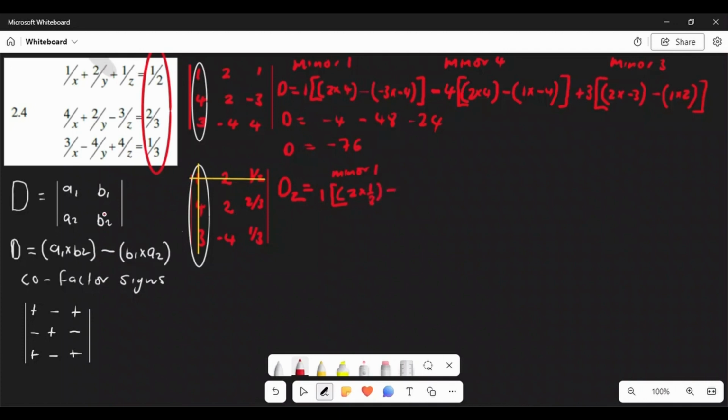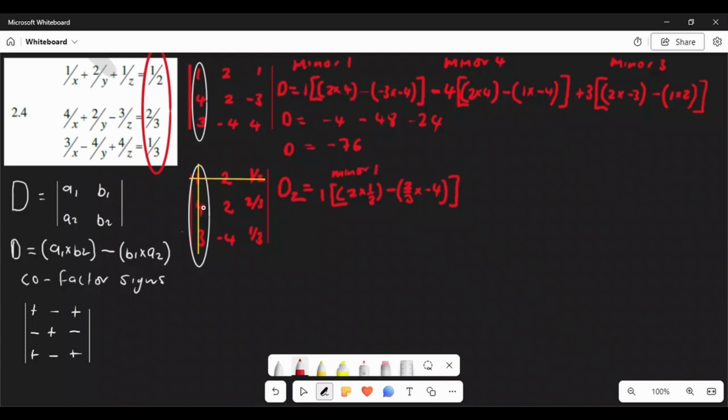Minus. Then the second term is going to be b1 multiplied by a2. So what is our b1? Our b1 is going to be 2/3, and then our a2 is going to be -4. So 2/3 multiplied by -4. Right, so that is it for when the minor is 1.